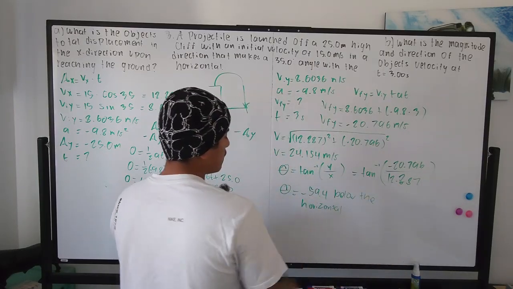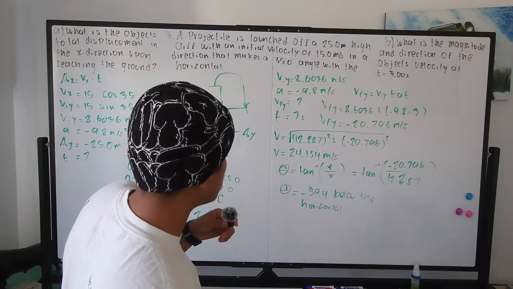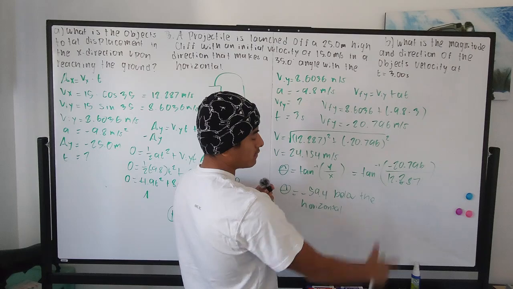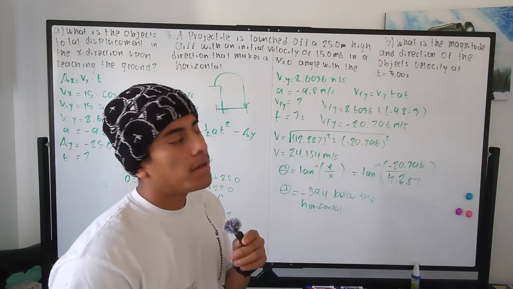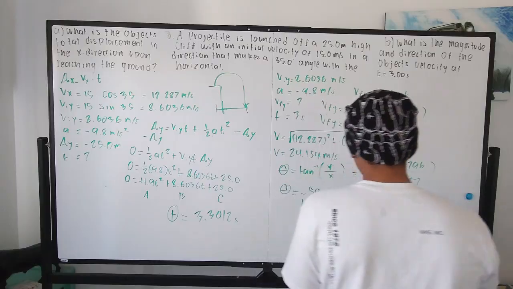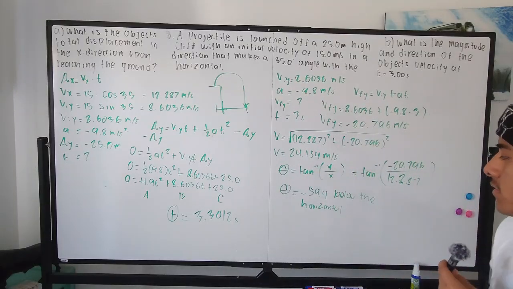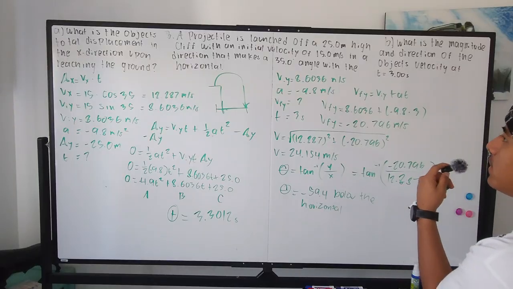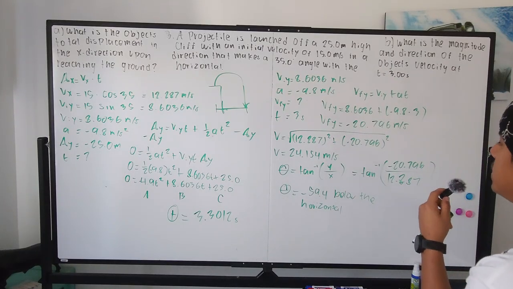For this one, negative 59.4 is the right answer. However, whenever you're working with this tan inverse function, you've got to be careful because sometimes it will give you the wrong answer and you're going to have to add 180. So just be careful. For this one, it is negative 59.4 though. Anyways, that is how you do part 3. Problem number 3, part A and B.